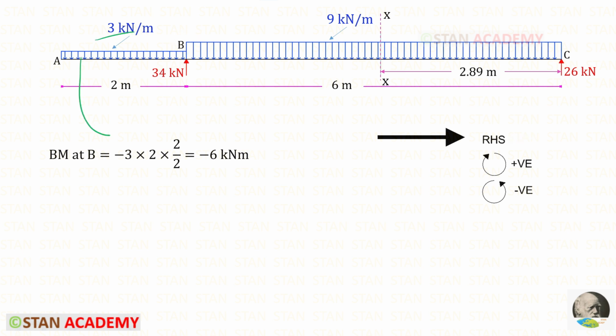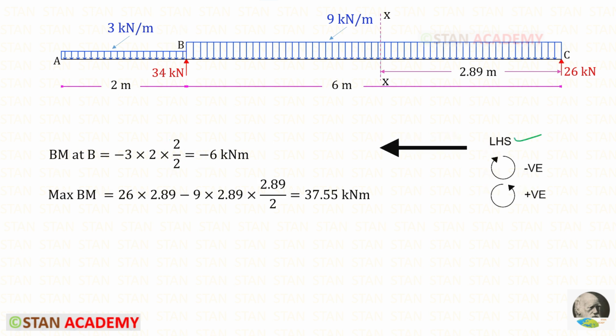Using the right hand side rule, let us find the moment at B. This UDL is acting in the anti-clockwise direction, so it will be negative. The area is 3 into 2, and the centroid distance about B is 2 upon 2. For the moment at B, we will get minus 6.